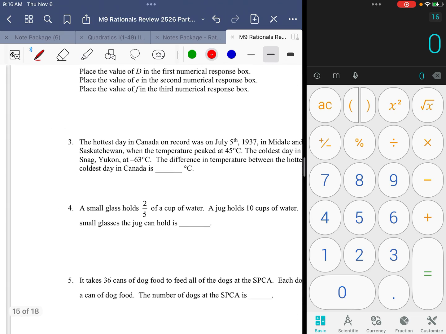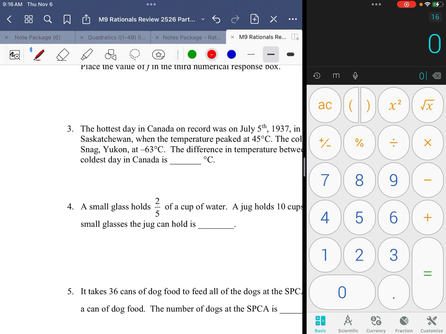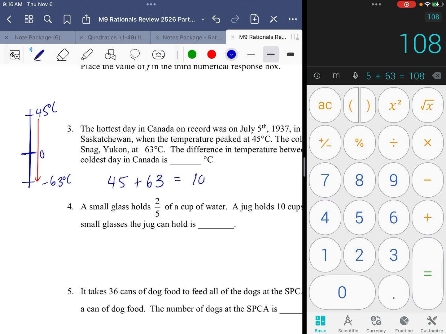The hottest day in Canada was 45 degrees Celsius. So make a little number line. We've got 45 degrees Celsius up here. And then the coldest day was negative 63 degrees Celsius. So we've got to figure out the total difference. Now remember, it gets to 0 first and then it starts falling into the negatives. So if we're figuring out the difference, we actually need to add the two numbers together. So 45 plus 63, that's 108 degrees difference.